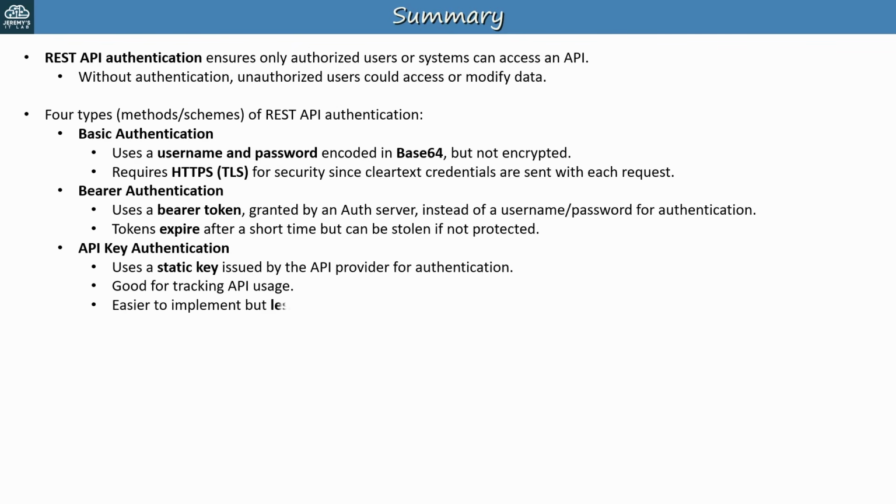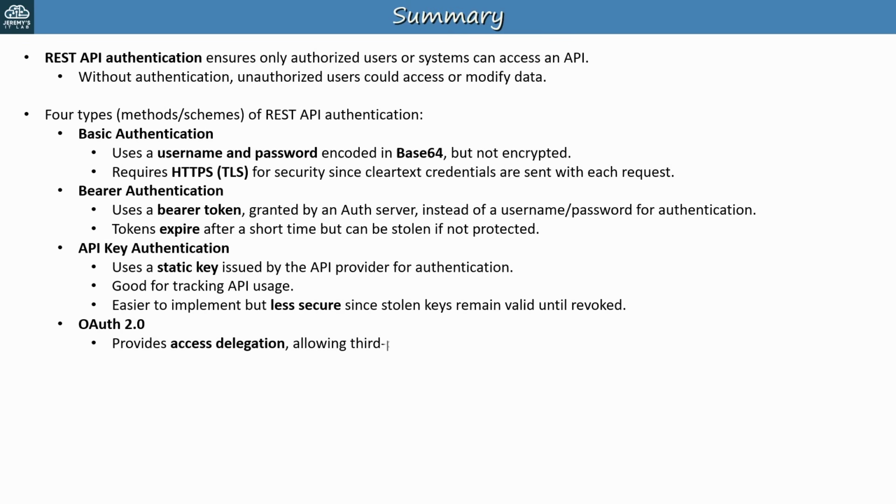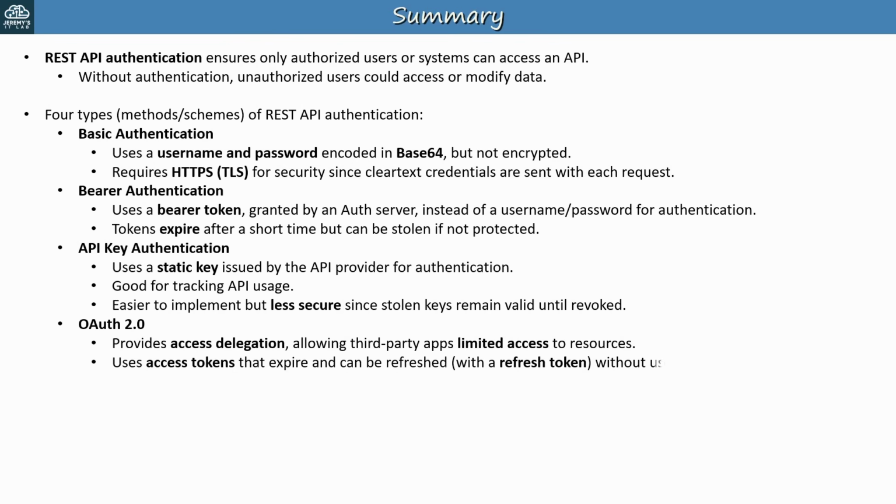It's easier to implement than bearer authentication, but it's considered less secure because stolen keys remain valid until manually revoked. They don't automatically expire. Finally, OAuth 2.0 is a framework for access delegation, allowing third-party applications limited access to a user's resources without sharing login credentials. It relies on access tokens that can be refreshed with a refresh token, allowing continued access without user re-authentication.